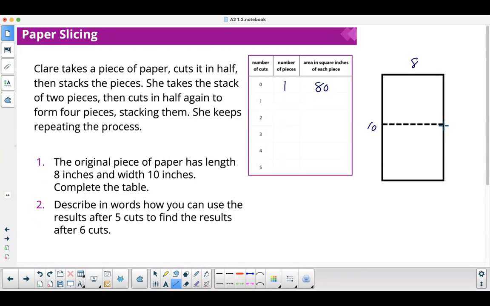Now we have 2 pieces, obviously, so I'm going to write that in. If this was 10, the top one's going to stay the same at 8, and this is going to be 5. I'm going to just look at one piece right here, the top one. So the area of that is 40. And then I'm going to cut that piece in half again.